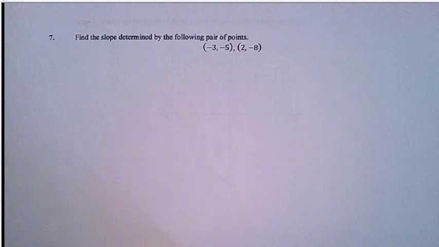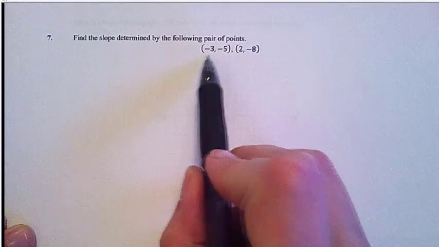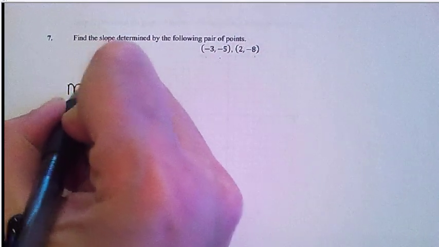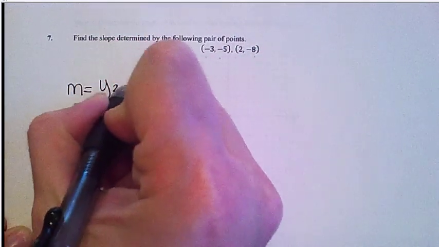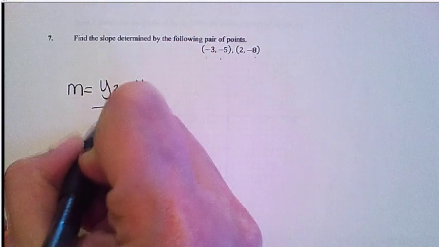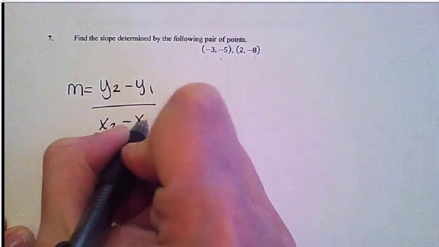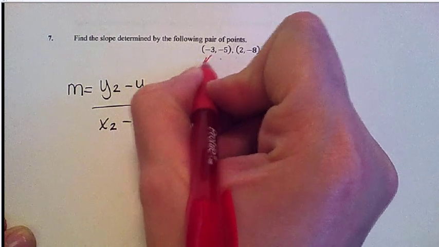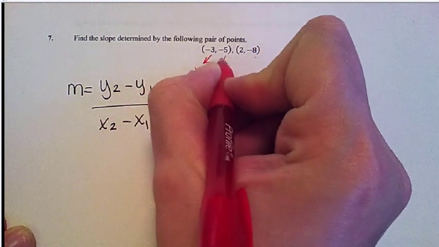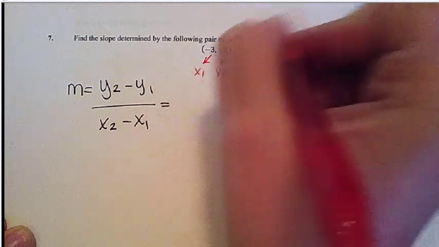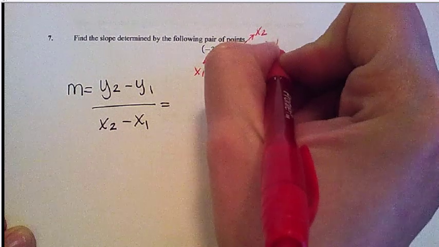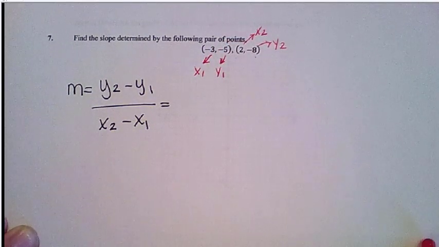So again, I just want to find the slope between the points -3, -5, and 2, -8. I'm going to write my formula out so I don't forget it. So we've got y2 minus y1 over x2 minus x1. Again, it's just my way of helping myself remember it for later on when I'm taking my tests. So this guy is going to be our x1, this guy is our y1, and then here we've got x2 and then y2. Just label in our points so we know what to plug in.